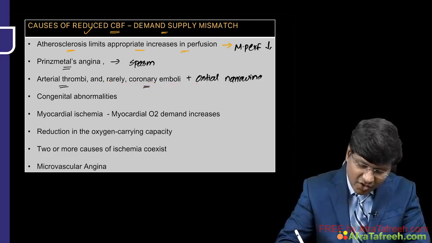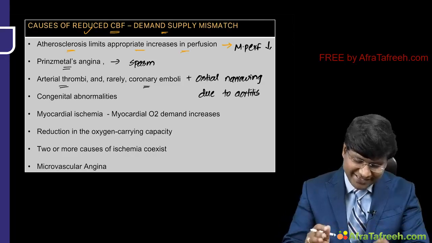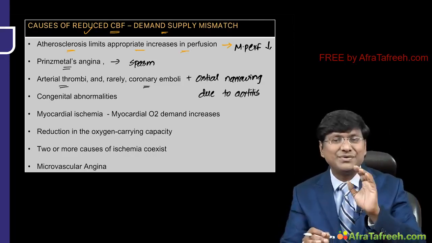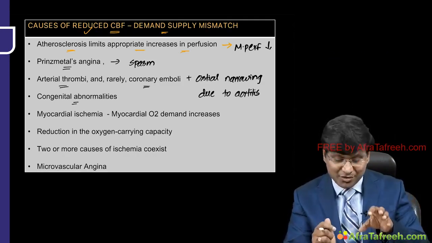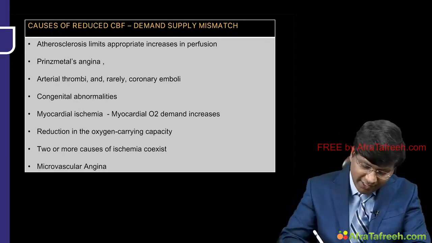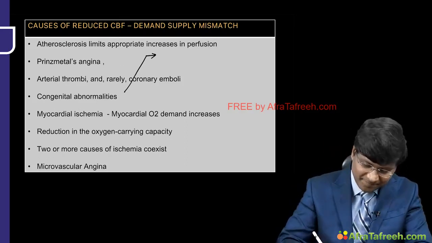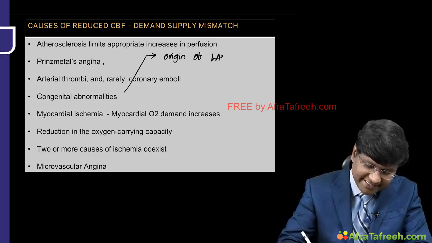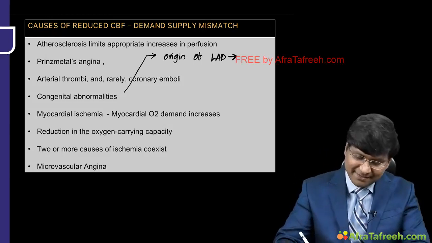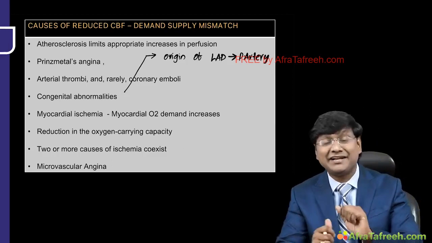Even ostial narrowing due to aortitis will also contribute to reduced coronary blood flow. Then we have some congenital abnormalities which contribute to reduced coronary blood flow. What are these congenital abnormalities? They include the origin of the left anterior descending artery from the pulmonary artery.